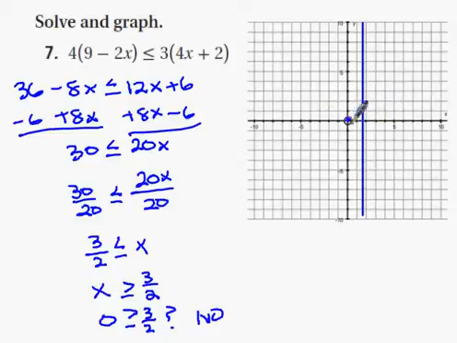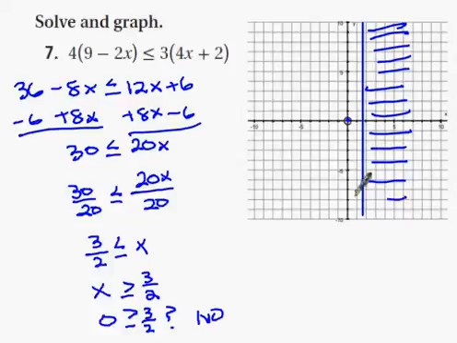If it was true, I would shade on the same side as the origin. But I'm going to shade over here. So my shading would look like this. And it's important to note that this is an equals to, so that's why this line is solid. Otherwise it would be dotted.